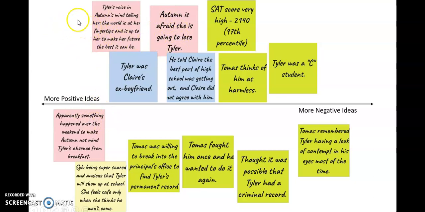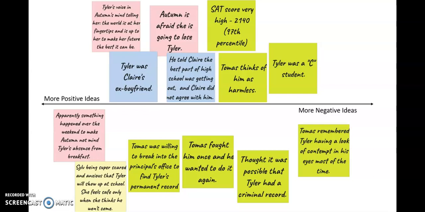And Autumn, the first thing she thinks about is that he would be in her mind trying to make her realize that the future can be anything she wants. That's really encouraging. I think it's super positive, so I put it really high up here in the positive section. And Autumn's afraid to lose him, so she must really care about him, so I put that also pretty high up. But something more negative is that apparently something happened over the weekend to make Autumn not mind Tyler's absence from breakfast, okay? So that's kind of more negative.